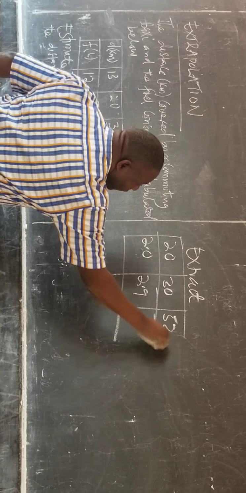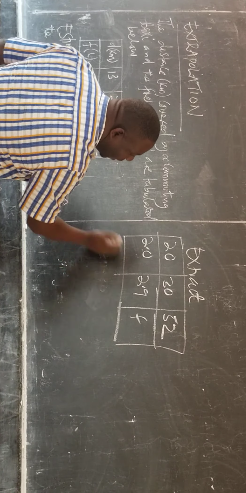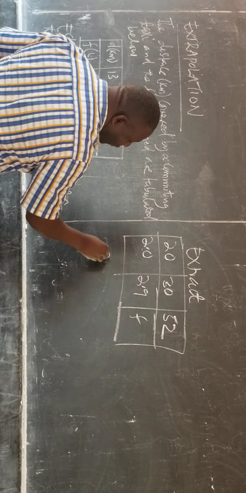For the change in y, we can choose to use this one and this one first: 2.9 minus 2.0 over the change in x, which is 30 minus 20. This one equals, we can choose to use this one and this one. The change in y will be f minus 2.9 over the change in x, which is 52 minus 30. So we still use the method, but when you're extrapolating, we're looking for a value which lies outside the given set of values.